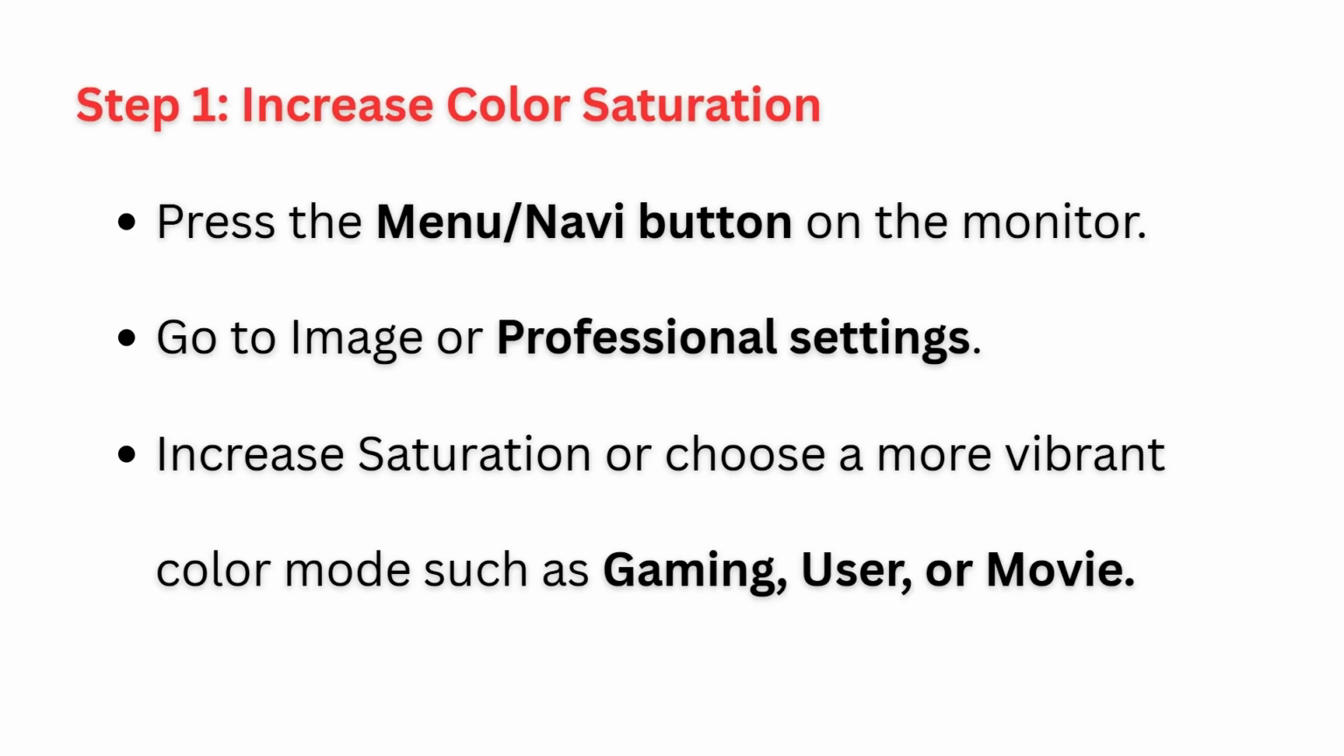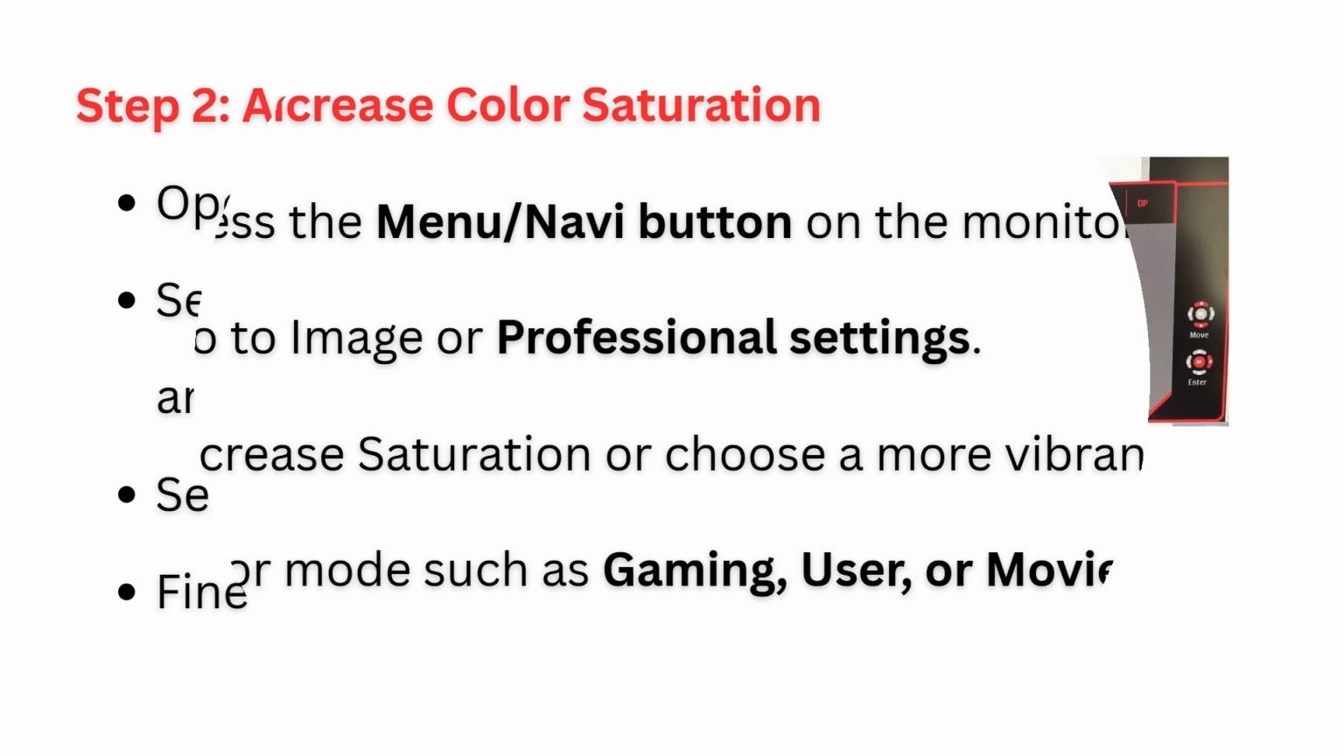Press the menu or navigate button on the monitor. Go to image or professional settings. Increase saturation or choose a more vibrant color mode such as gaming, user, or movie.